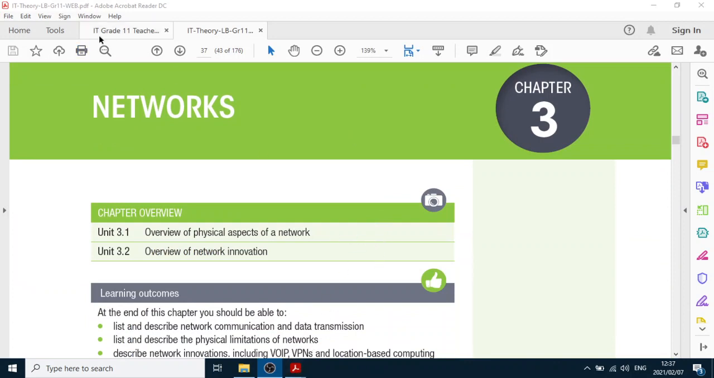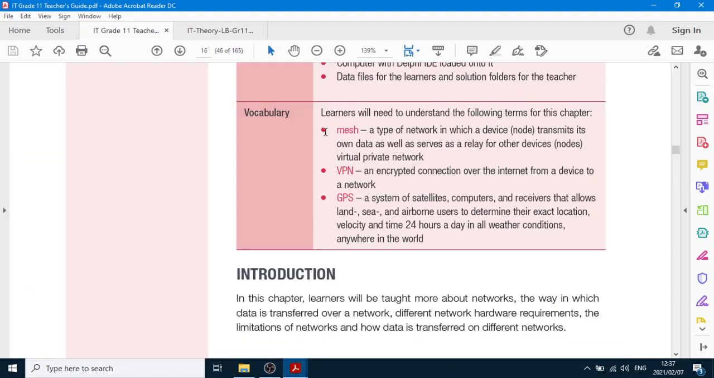And before we go, let's have a look at these words. A mesh is a type of network in which a device transmits its own data as well as serves as a relay for other devices. A VPN is an encrypted connection over the internet from a device to a network. A GPS is a system of satellites, computers and receivers that allow land, sea and airborne users to determine the exact location, velocity and time 24 hours a day in all weather conditions anywhere in the world.